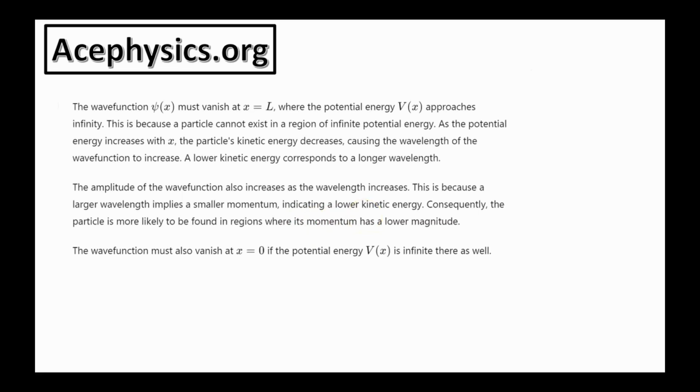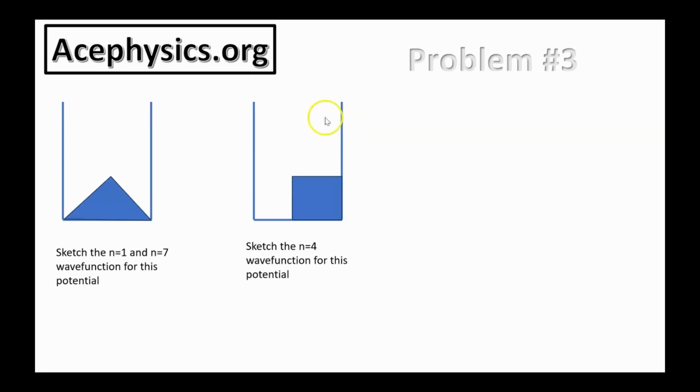And for the final problem, I have 2 potentials drawn, and I ask you to sketch wave functions. Here we have potential equals infinity at x equals 0 and x equals L, and then inside the box, the potential slowly increases up until some value, and then once it gets to this value at the center of the box, it begins to decrease back down to 0. My question is, can you sketch the n equals 1 and n equals 7 wave function for this potential?